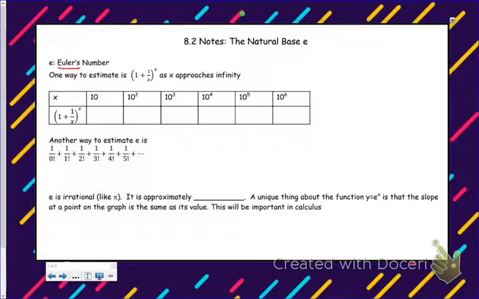So what we're going to do just to show that is we're going to plug in a couple values here. So if I start by plugging in 10, then I'm going to see what I get for that value, and that is going to be 2.5937. So if I plug in a larger number like 100, that would be 2.7048. If I plug in a larger number, 2.7169. Okay, another number, 2.7181. Then I'm at 2.7183.